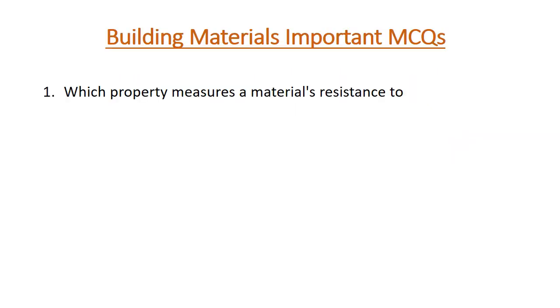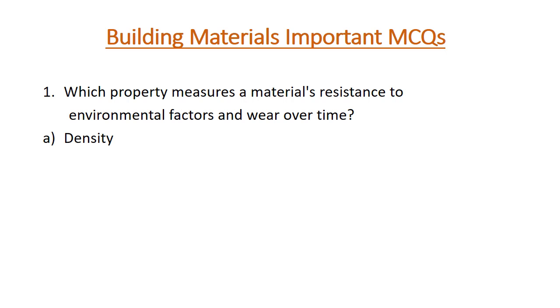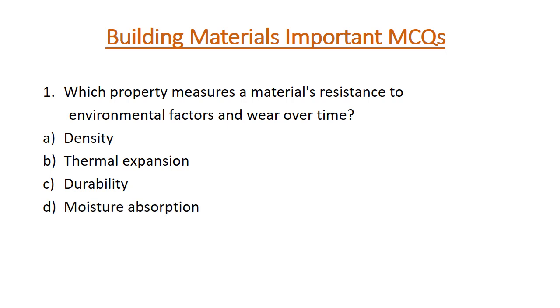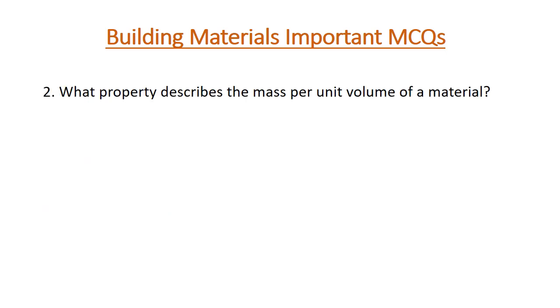Question 1. Which property measures a material's resistance to environmental wear over time? A. Density. B. Thermal expansion. C. Durability. D. Moisture absorption. The correct answer is durability.